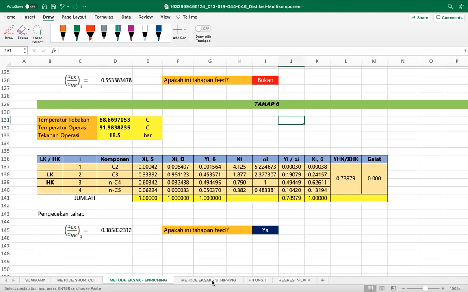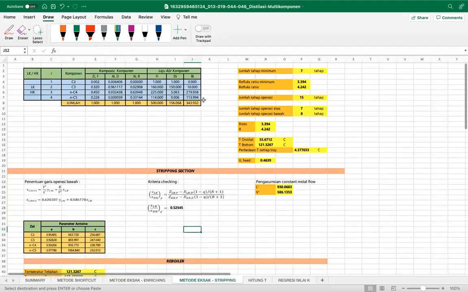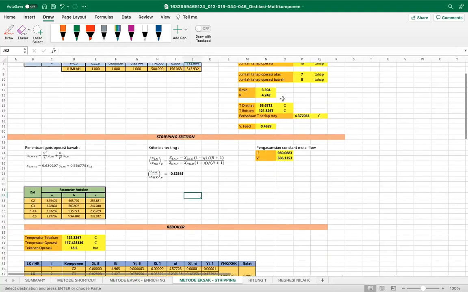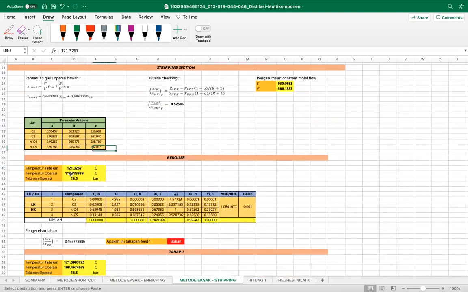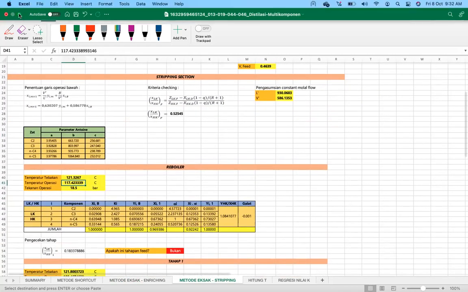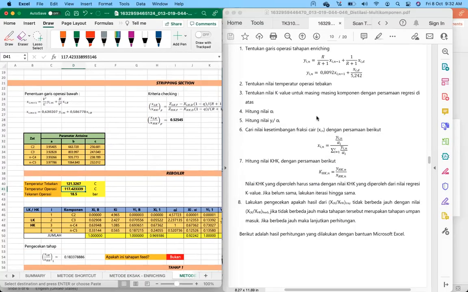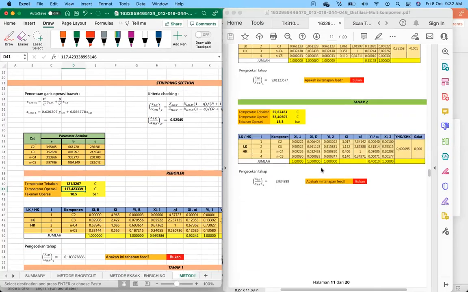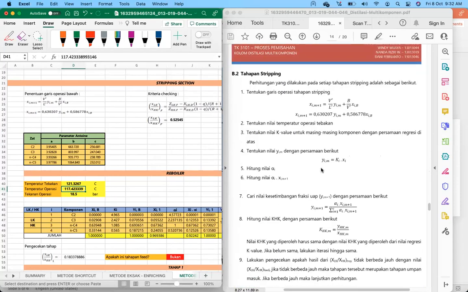And for the stripping, we should start from the reboiler, yeah, from the bottom stages. Okay, so again we're going to start from the bottom. This is the T bottom, which is the reboiler. And then you guess the temperature, but actually they got the temperature, but it is also still similar. So the checking criteria is also similar. Yeah, so the stripping one.